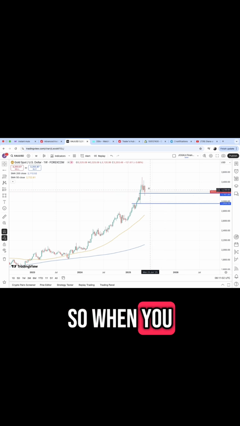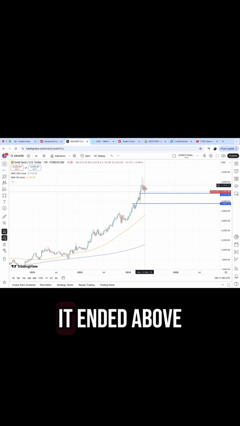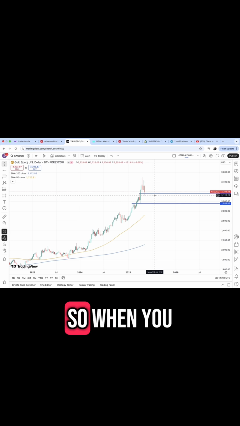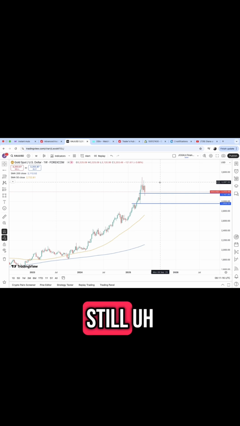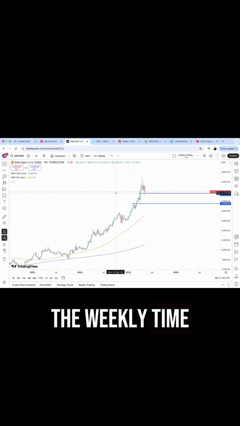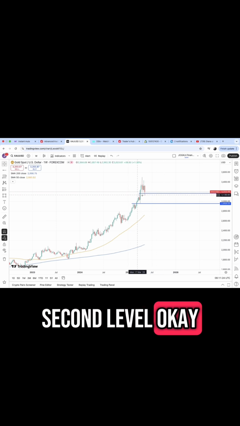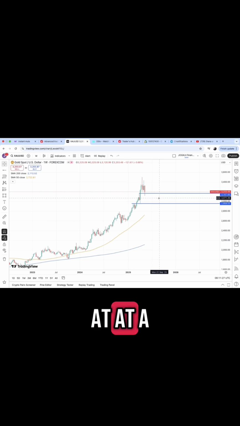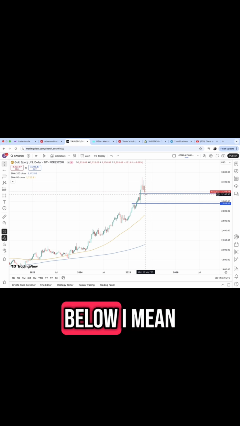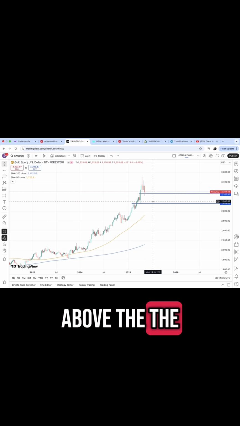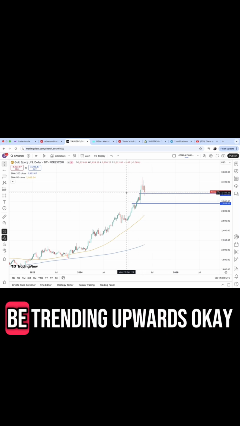It's trending above the 3,167 level. When you look at this level here, we see our weekly candle, which was on Friday, ended above this level. Meaning gold is still trending upwards on the weekly time frame, as it didn't close below this area that we marked as our second level. We see it closed at a price of 3,203, which was rejected above the 3,167 level. So weekly shows us that we might still be trending upwards.